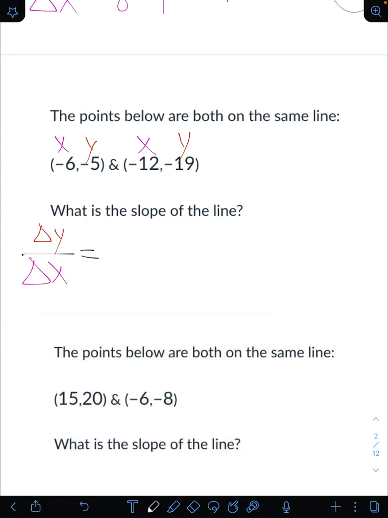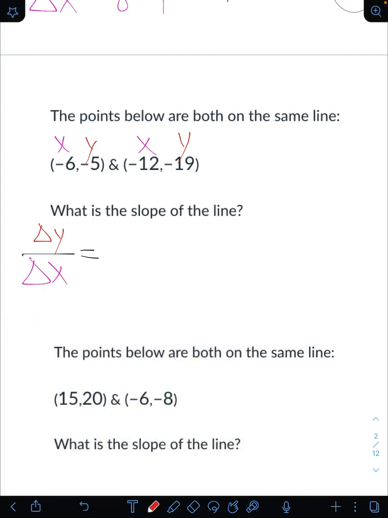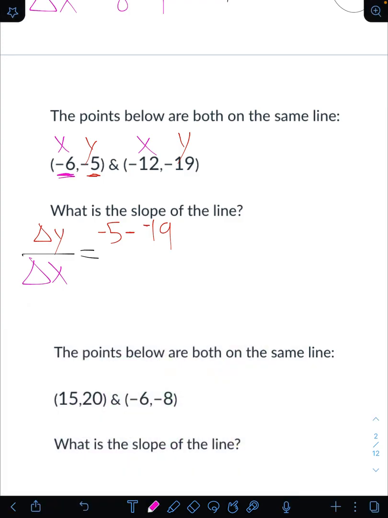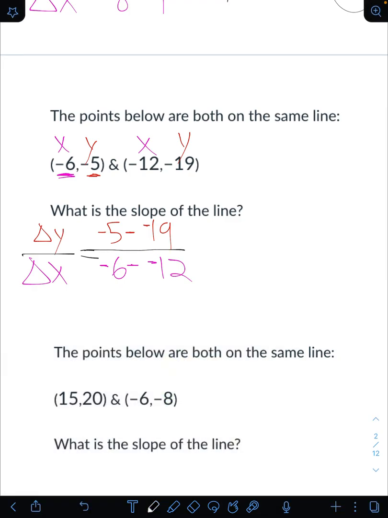Now, change in y, we're going to pick any two y's. It can be any order that you want. I like to do it so maybe it can make everything positive. So let's try to do negative 5 first. Negative 5 minus negative 19. And because I chose negative 5 here, for my matching x, I've got to choose this one at the same point. So negative 6 minus negative 12. Oh man, I wonder if this is going to be a positive or negative answer. Who knows?